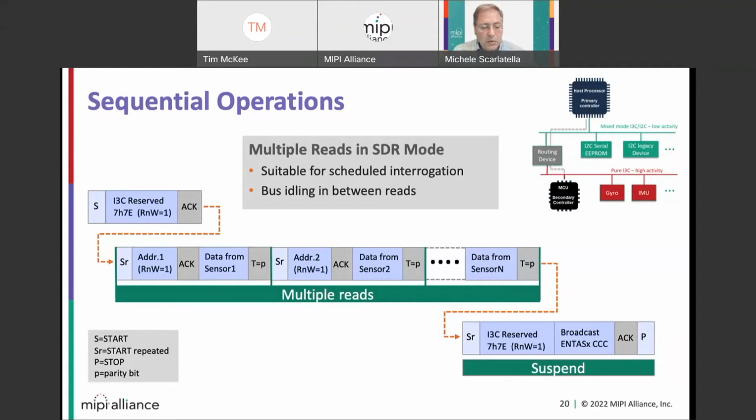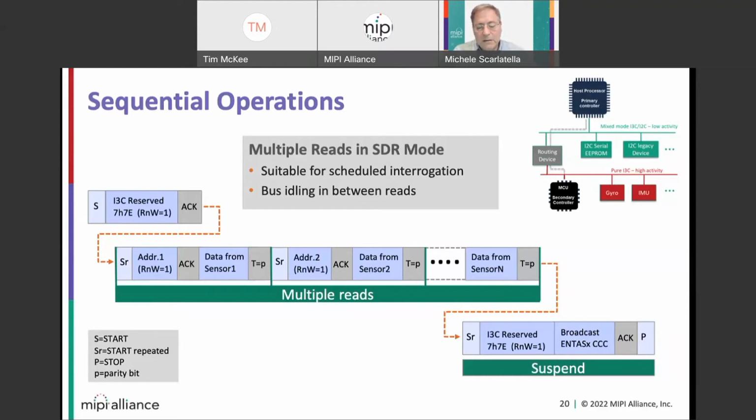Notice that now the acknowledge after the data is what's called the T-bit. It's actually done in push-pull, and it has different meaning depending on the function of the bus. So in this case, the T-bit will be just the parity of the data. So this gives some protection. I know parity is not the highest protection, but it gives some protection of the data integrity. And you scan in sequence, so very efficiently, all the sensors you need to read.